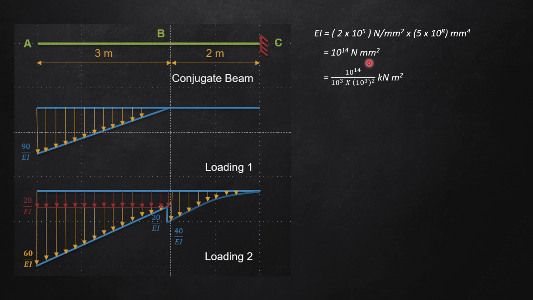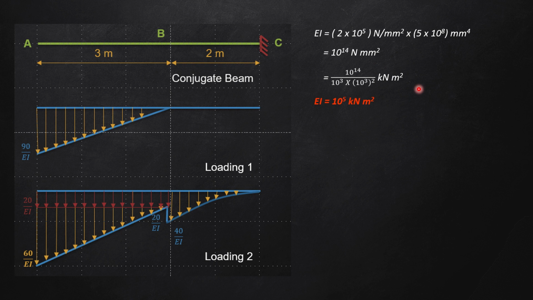So now to convert Newton to kilonewton, I am dividing it by 10 raised to the power 3, and to convert millimeter to meter, I'm dividing it again by 10 raised to the power 3, but since this is square, it will be 10 raised to the power 3 square. So what you have in front of you is EI equals 10 raised to the power 5 kilonewton meter square. Okay. Now with this, let's move on.